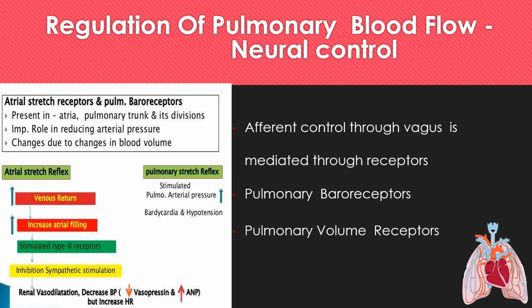And moving on to pulmonary volume receptors. They are present at the junction of the pulmonary vein with the left atrium.